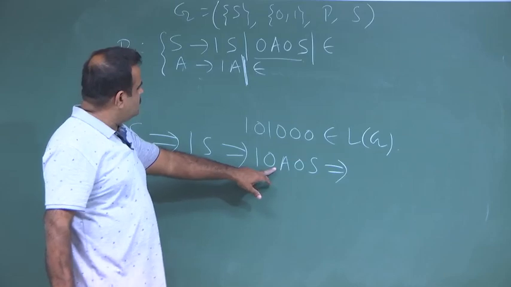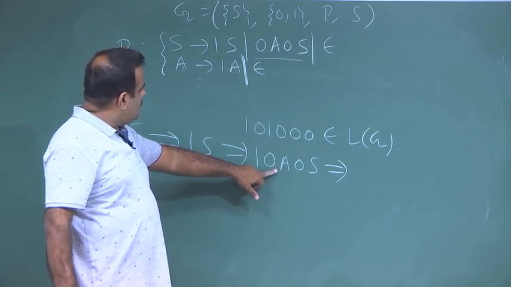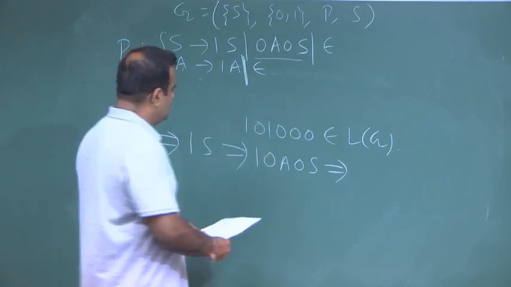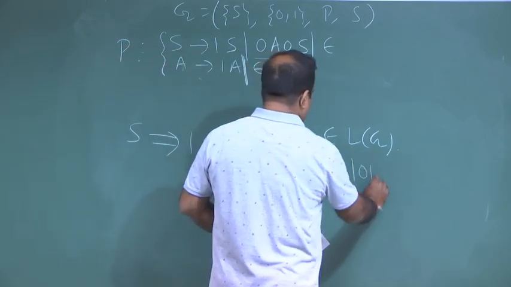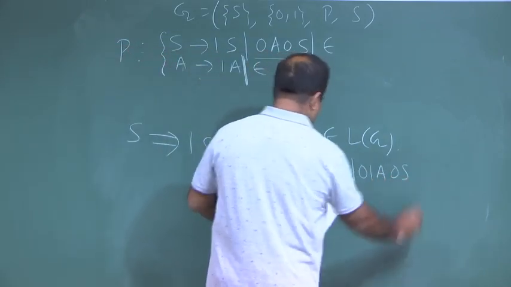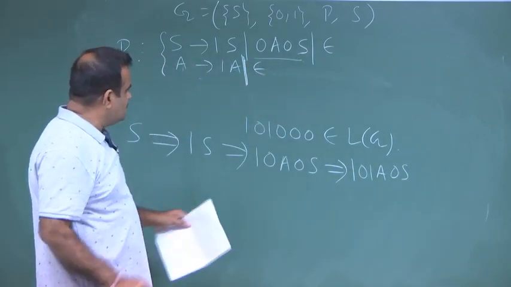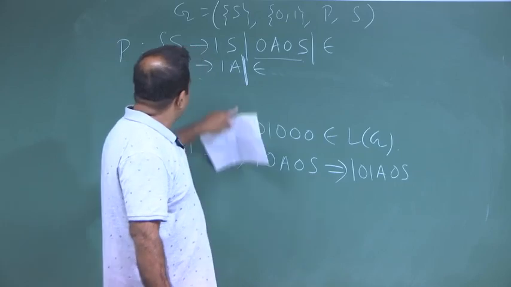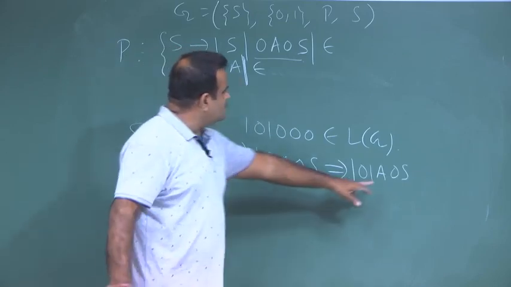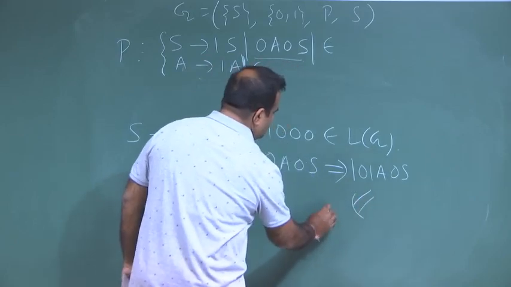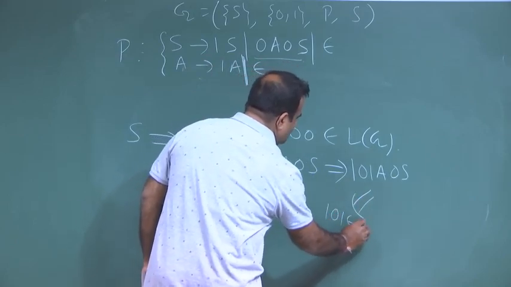Now, this A must go to 1 A, because this 1 is there. So, 1 0 1 A 0 S. Okay. Now, there is no more 1 over here, so now this A must go to epsilon. So, this is 1 0 1 epsilon 0 S.